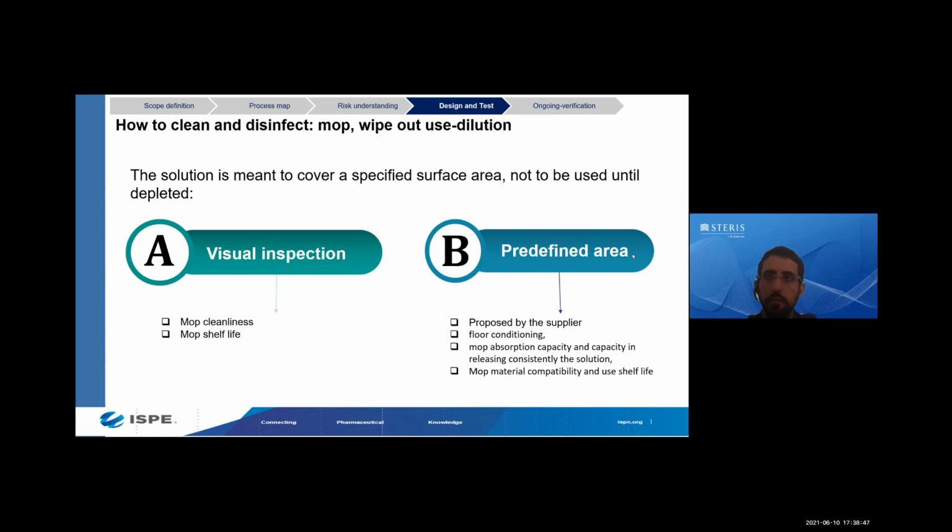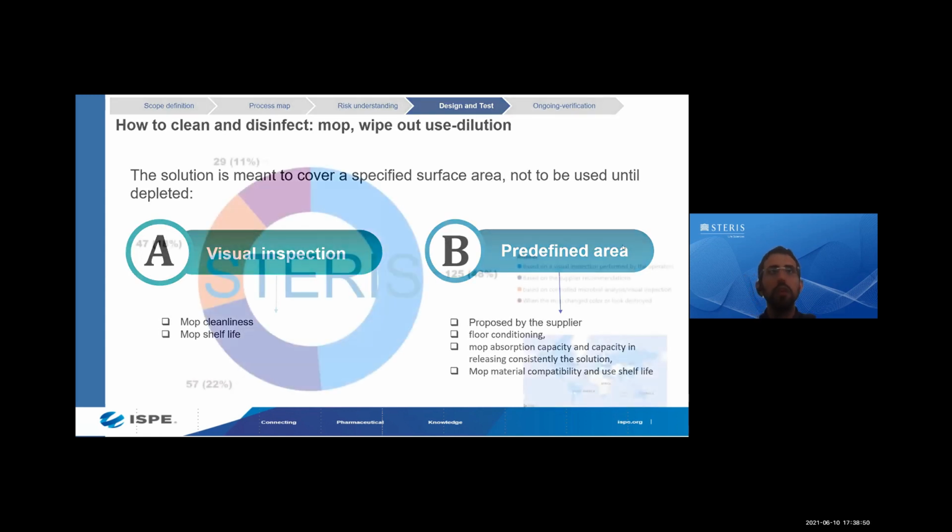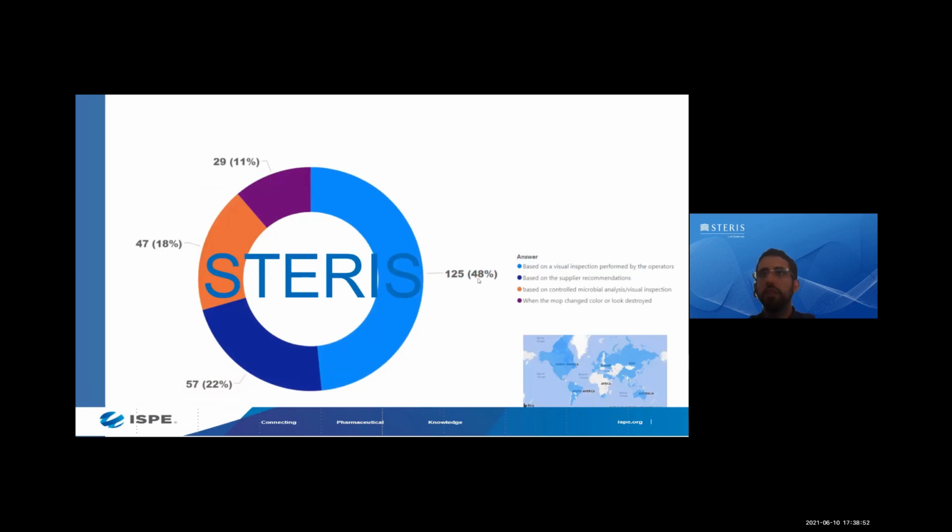Or you define it based on a predefined area. We look at the practice: 48% change their mop or wipe based on a visual inspection performed by the operator. I hope they are well trained. 22%, again, based on the supplier recommendation. And then we have 18% that have performed microbial analysis plus visual inspection of the mop to demonstrate that the mop is still adequate to clean and disinfect, and after cleaning and after the reuse, the micro on the mop is okay.